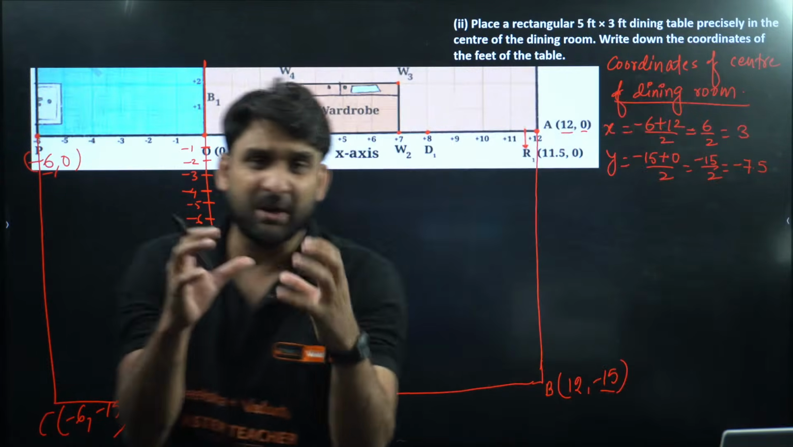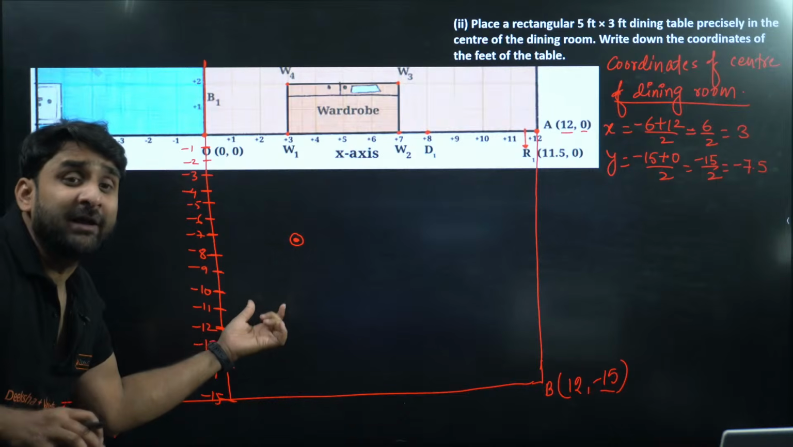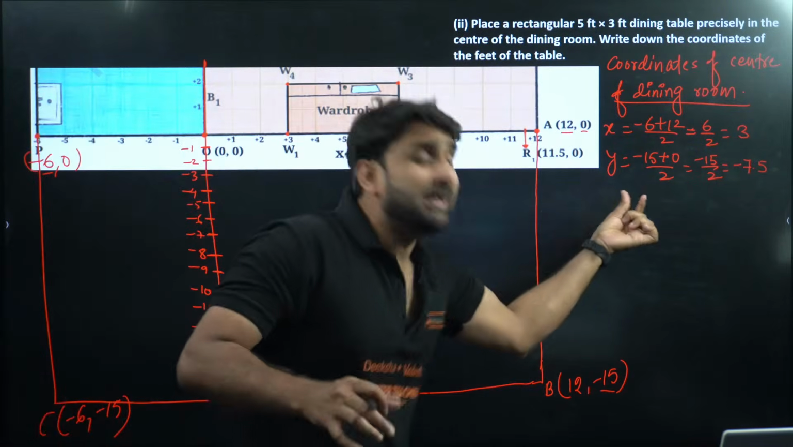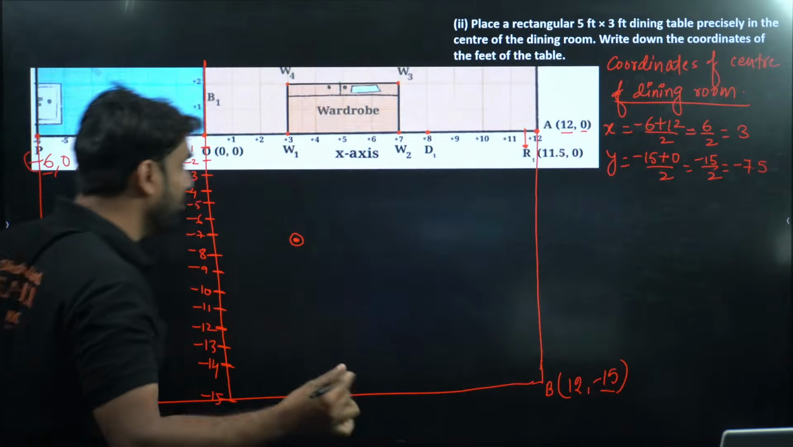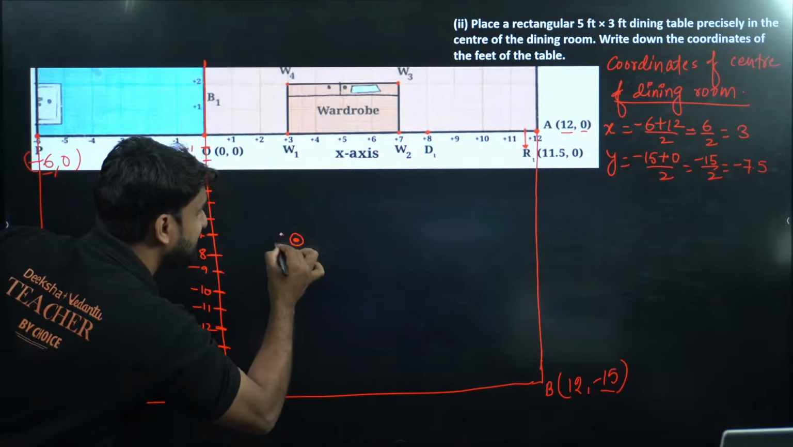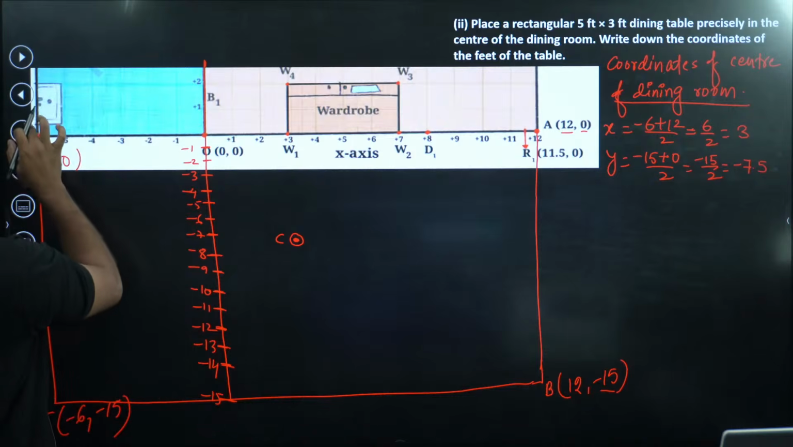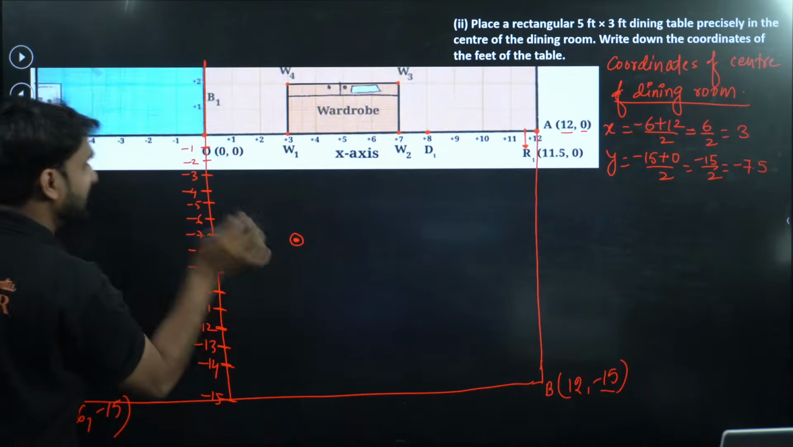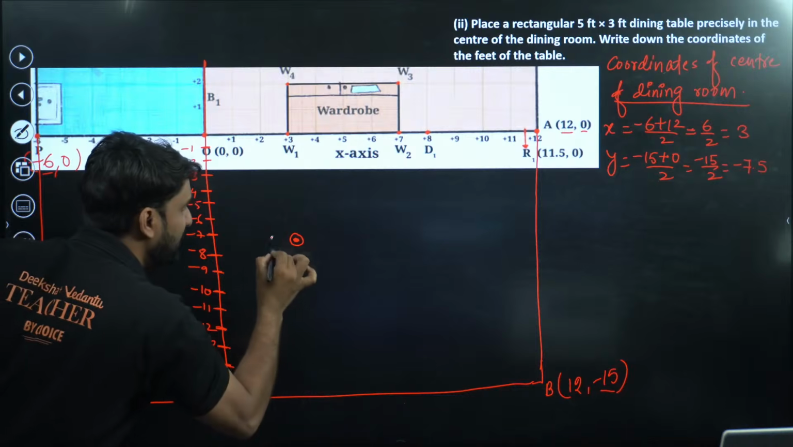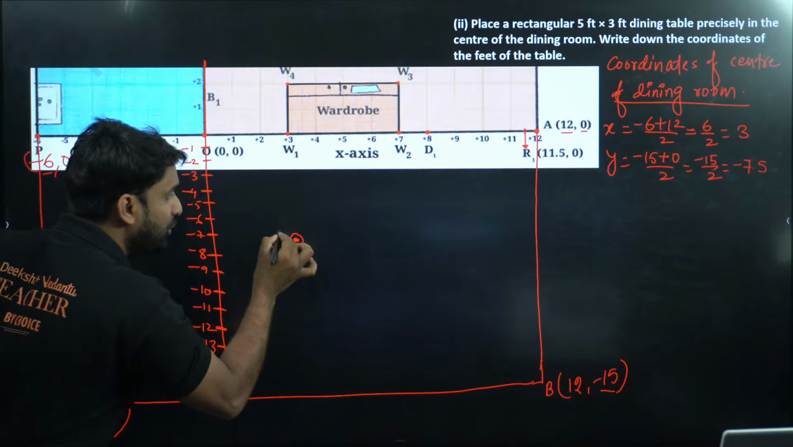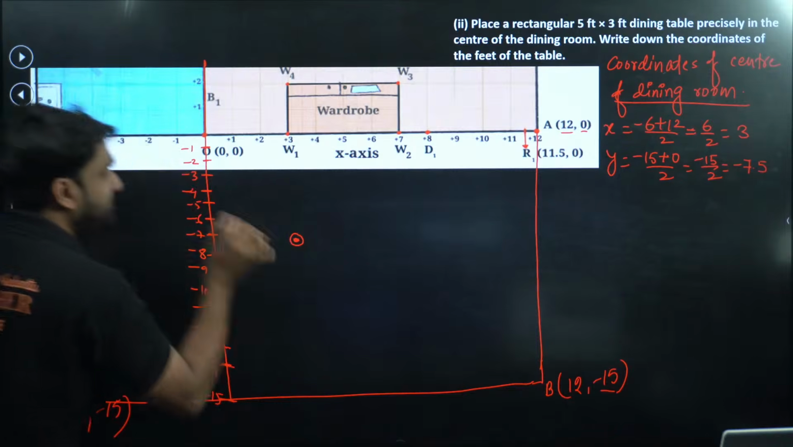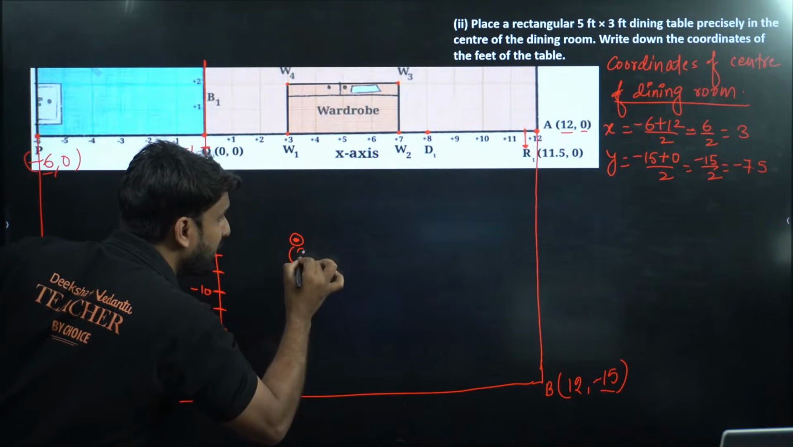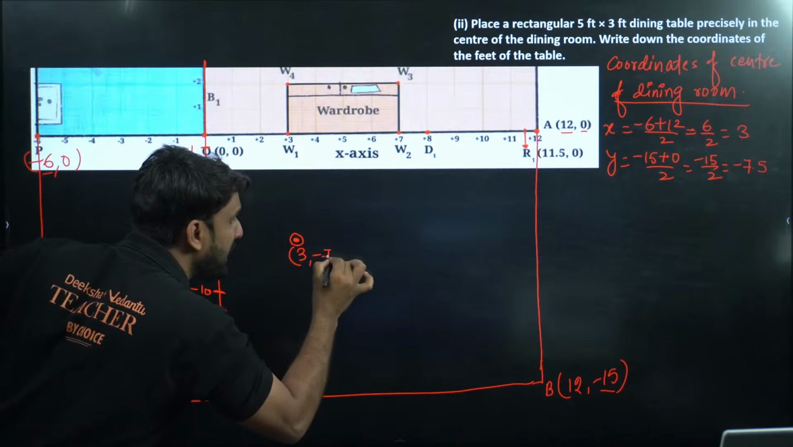So please listen, champions. First we have just calculated the center of the dining room. And what is the center of the dining room? Let me call this O dash. Please don't get confused, O dash. So this is the center and the coordinate is 3 comma minus 7.5.